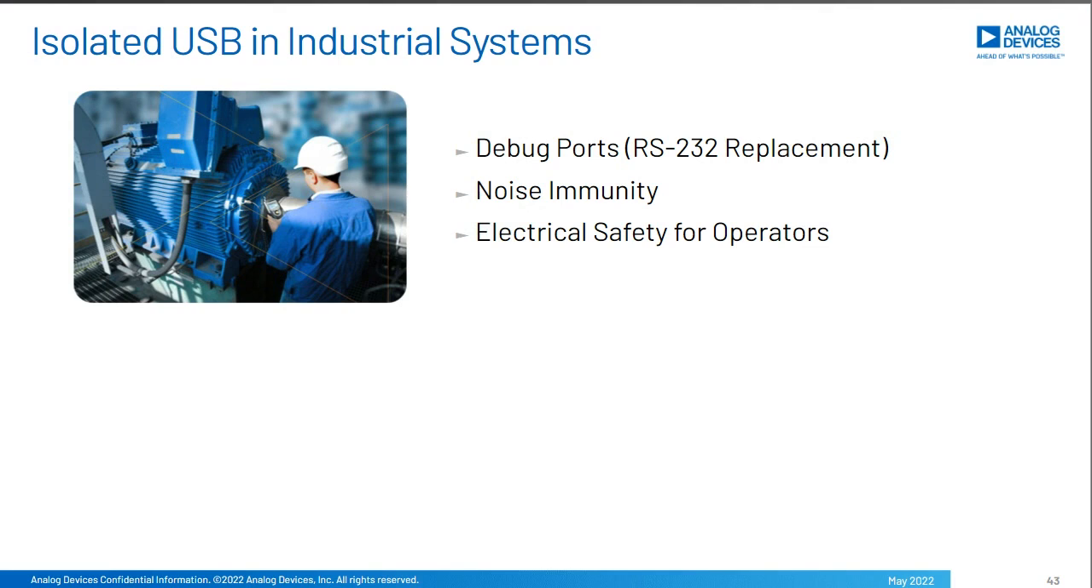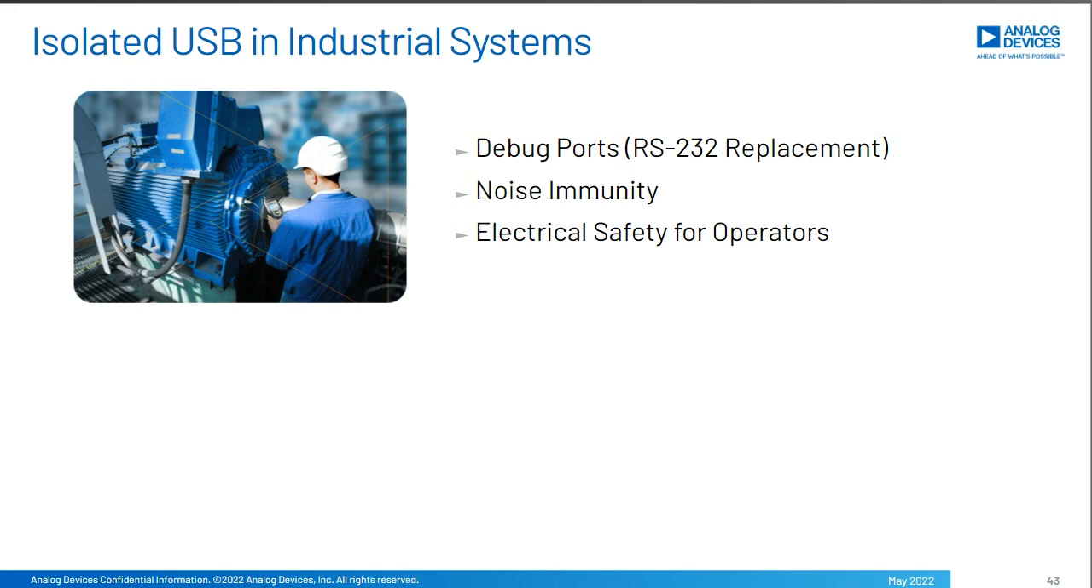So, in most industrial systems, there are debug ports that exist, and historically these would have been serviced by the RS-232 connector that we all know and love. And so USB has done a great job of replacing RS-232 as the de facto port on any systems for debug, data logging, and firmware updates. The challenge is with industrial systems that things like noise immunity and electrical safety are critical. You have ground loops and noise sources that can be introduced at any port or cable.